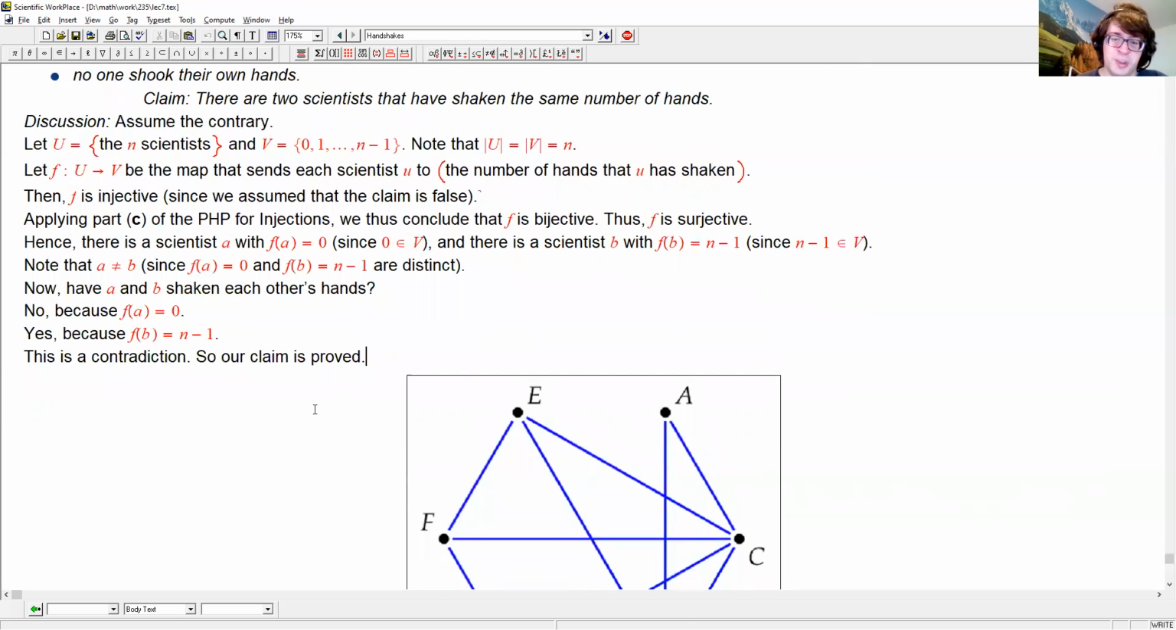So we applied the pigeonhole principle, but we didn't immediately get the answer from it. We had to think a little bit further.